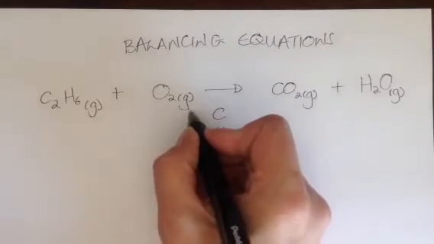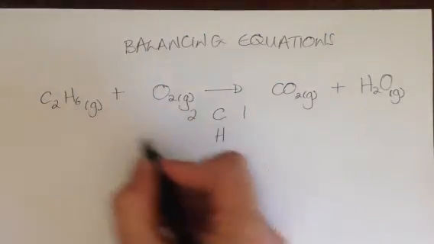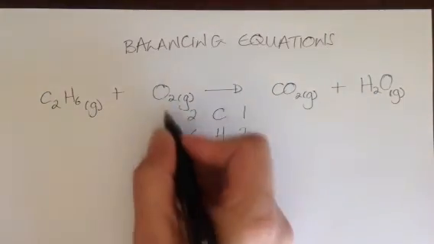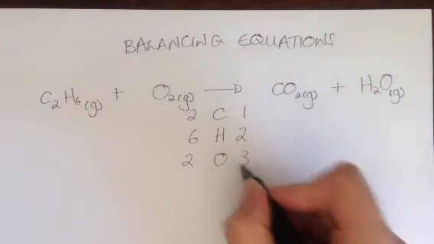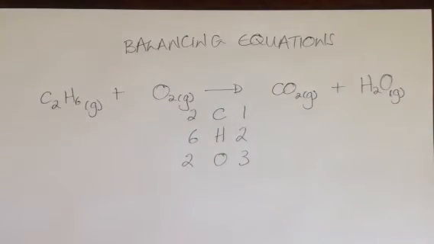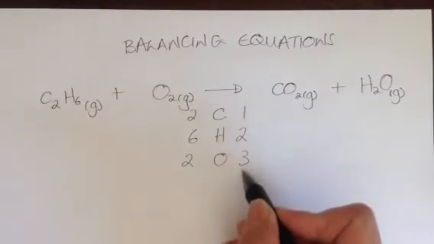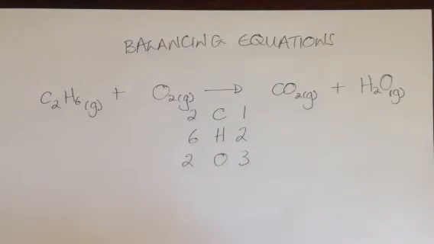So we've got 2 carbons on the left, 1 carbon on the right, 6 hydrogens on the left, 2 hydrogens on the right, 2 oxygens on the left, 1, 2, 3 oxygens on the right. Okay? So clearly, the equation is not balanced. To be balanced, these numbers must be equal to these numbers. And as you can see, they're not. So that tells us our equation is not balanced.